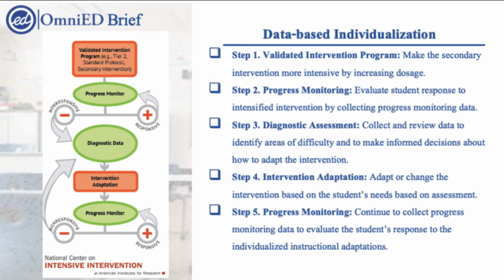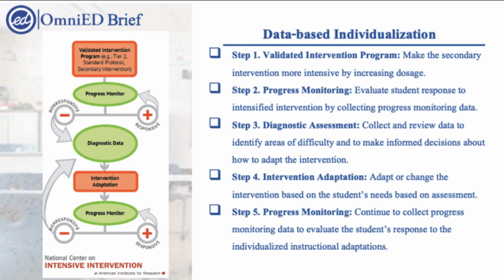We need to increase the dosage, the amount of instruction they're getting. It could be the time, changing the materials. What we want to think about here in step 1 is making sure, though, that there's research to support that program. If there's no research or no validation behind the intervention program, it's probably not a good place to start. But once a student has experienced the validated intervention program, we go to step 2.